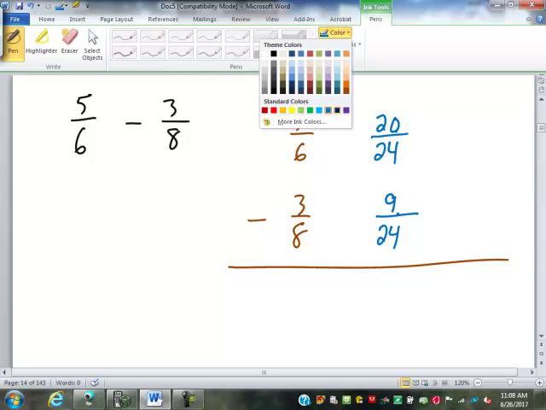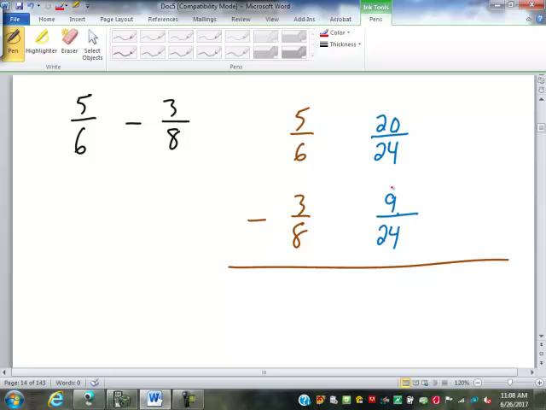And we are subtracting, so 20 minus 9 is 11. 11, and we keep the same name, 24. If you'd had 48s, you would have got 22 48ths, which would divide by 2 to make 11 24ths.